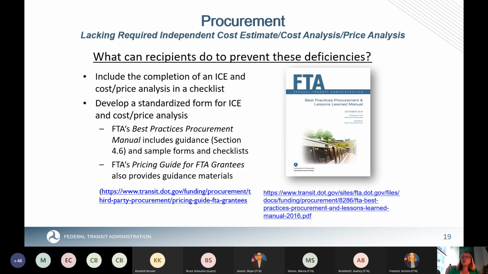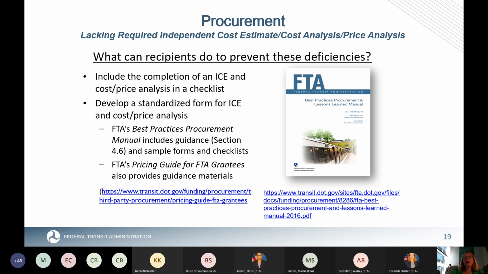So if those are the drivers, what are some of the things that you can do to help prevent these deficiencies? Well, first, we are big believers in checklists and standardizing processes. So you could include the completion of an independent cost estimate and a cost or price analysis in a procurement checklist that's guiding your procurement. Now, everyone should be doing their own checklist. And so while it might be fine to use an example of a neighboring agency, you really want to understand what the requirements are for your agency and the way you're organized, and really develop a good checklist around your procurements.